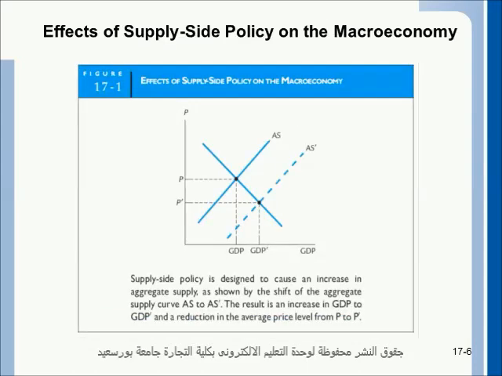Effect of supply side policy on macroeconomics. When supply increased, it moved from AS to AS dash, and the price decreased from P to P dash, and the GDP increased from GDP to GDP dash, and this is in figure 1.